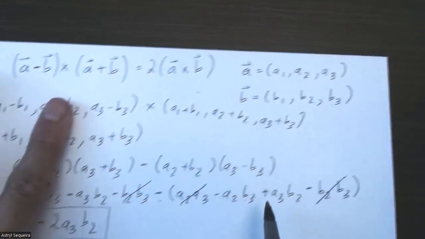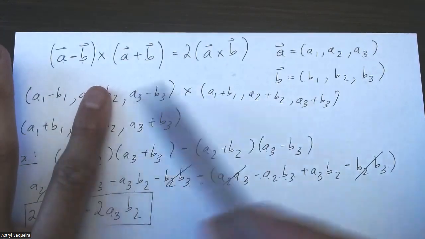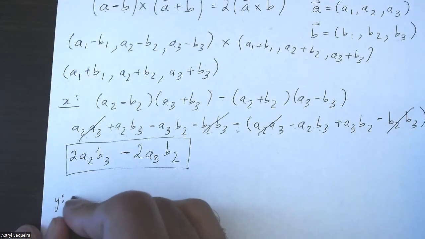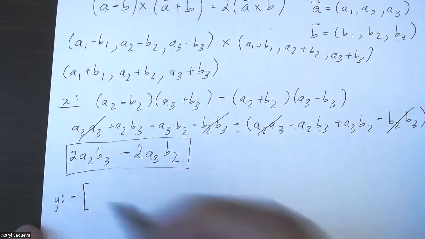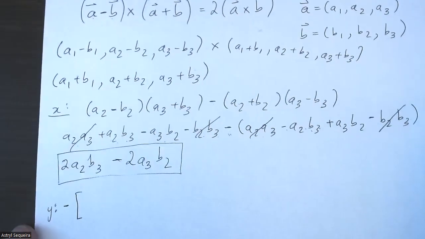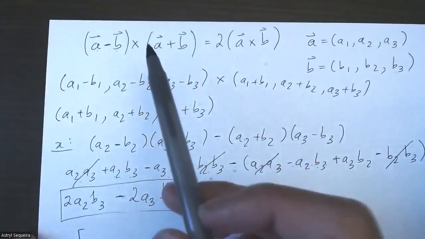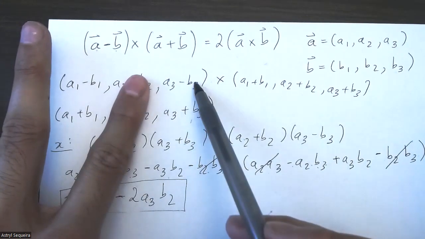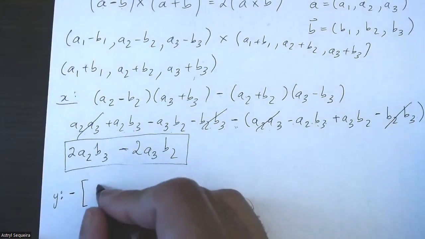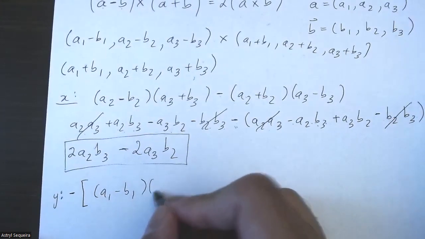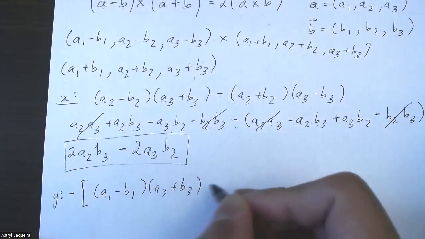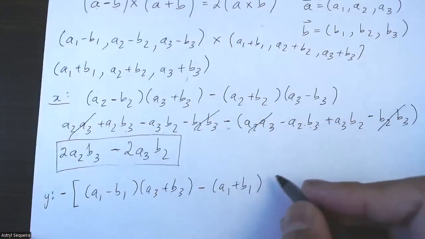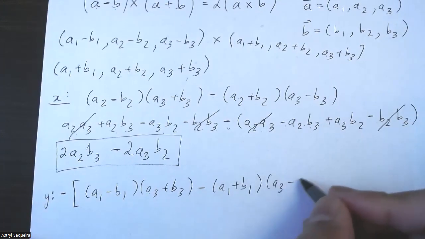So for my Y component, I hide the middle column and I cross multiply like that. But just remember for the Y component, there's always going to be a negative. Again, that's the method that I use for cross multiplication. Whatever method you use, you should end with the same answer. So let's cross multiply these two. I'm going to hide the middle column. So I have this times this minus this times that. So A1 minus B1 times A3 plus B3, minus A1 plus B1 times A3 minus B3.